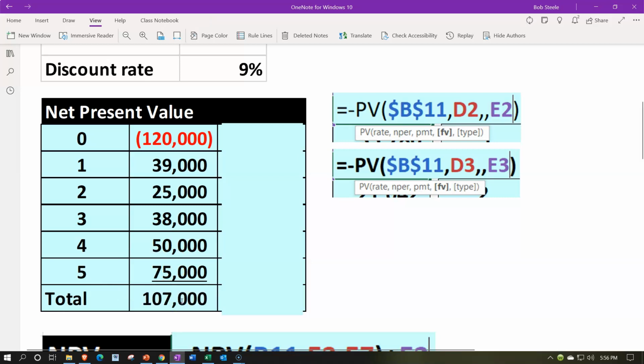If we add those up, the 120 minus the positives, in other words, is 107,000. So at the end of the day, after 5 years, not taking into consideration time value of money, we're looking at 107,000. Now let's look at the time value of money with the 9% discount rate.